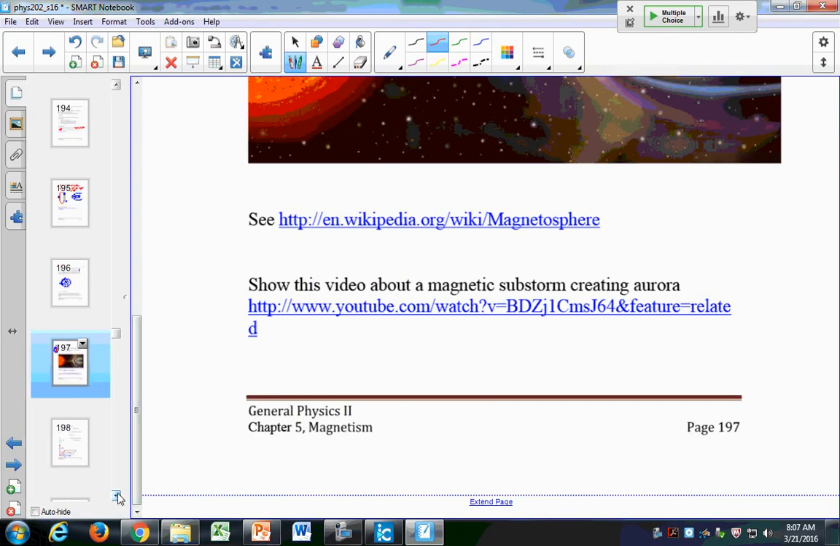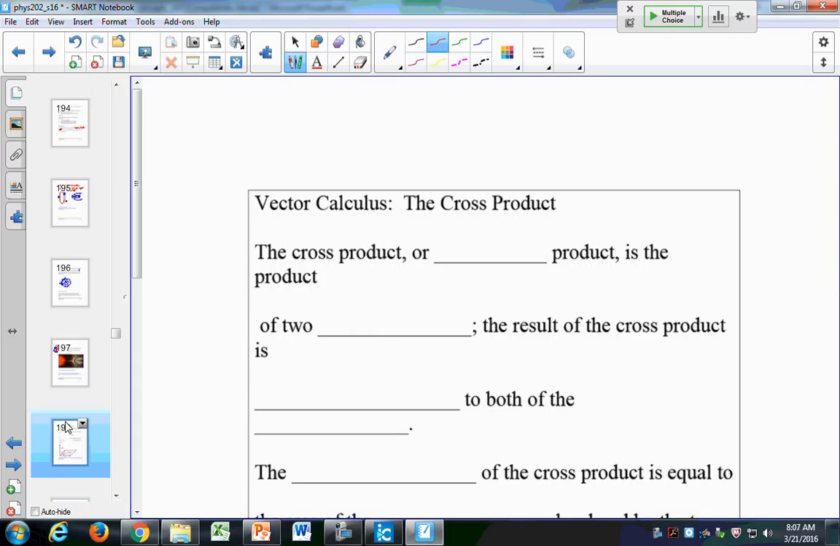All right, let's review our cross product. We'll have to do this for the next exam, where we'll get into this next time, but determine the force on a charged particle as it enters a magnetic field. We'll have to know how to do the cross product. This is sometimes called the vector product.